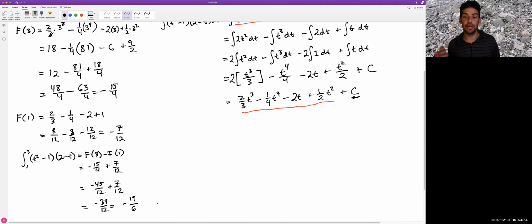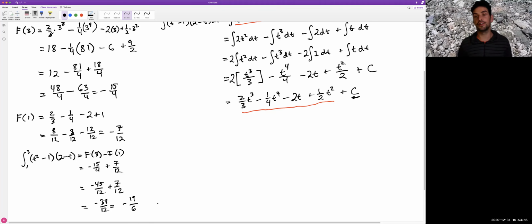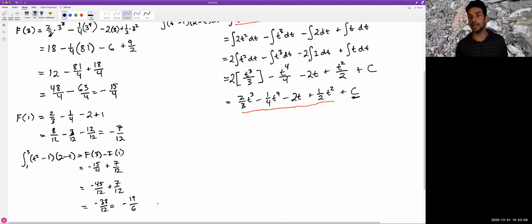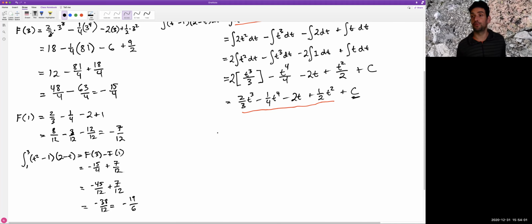And the big point is how this connection between the definite and indefinite integrals. Okay, that is it for this one.